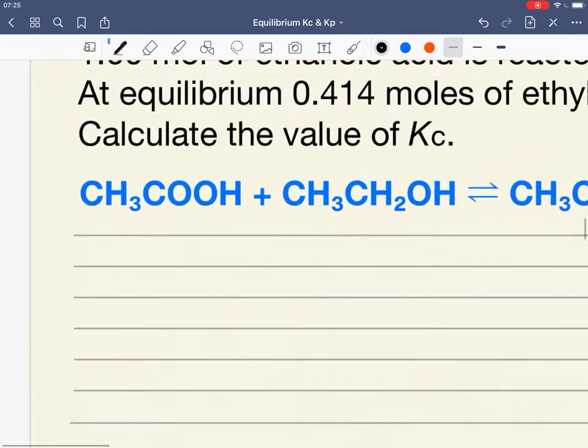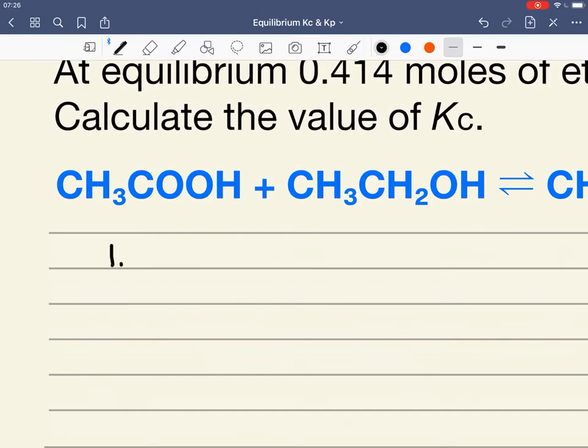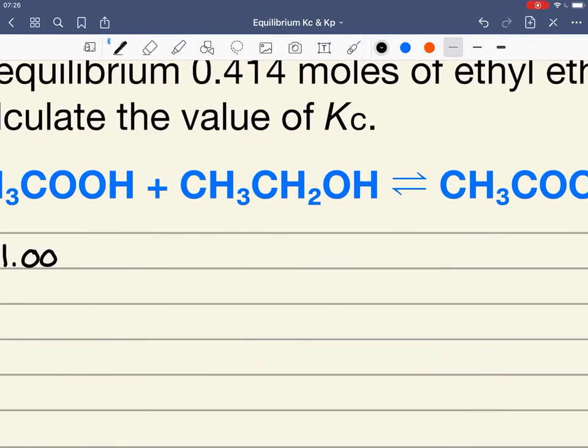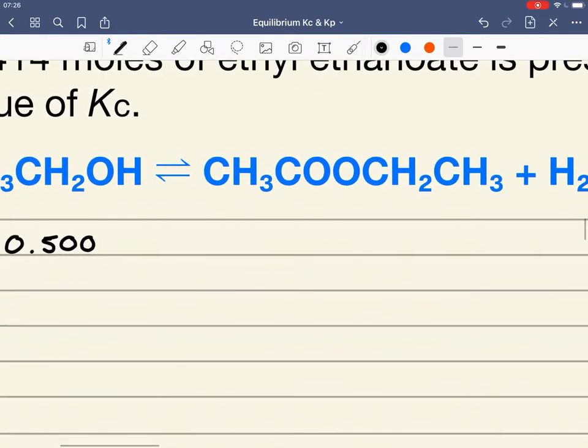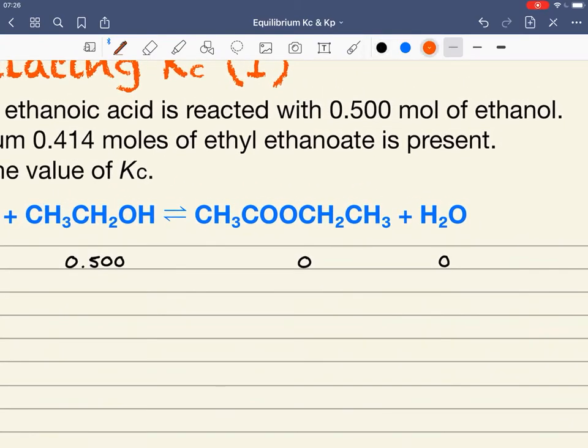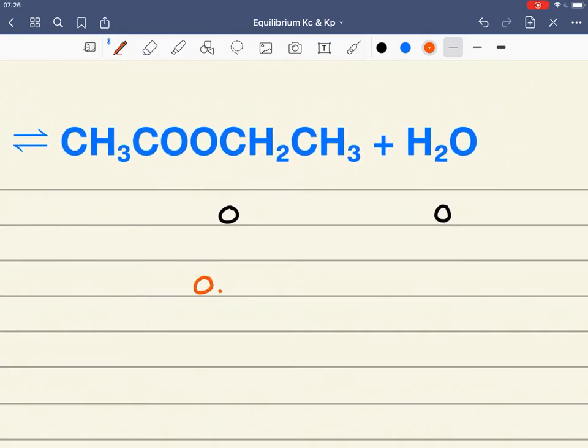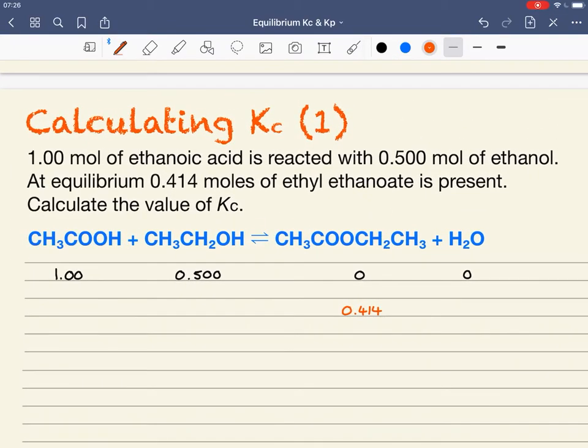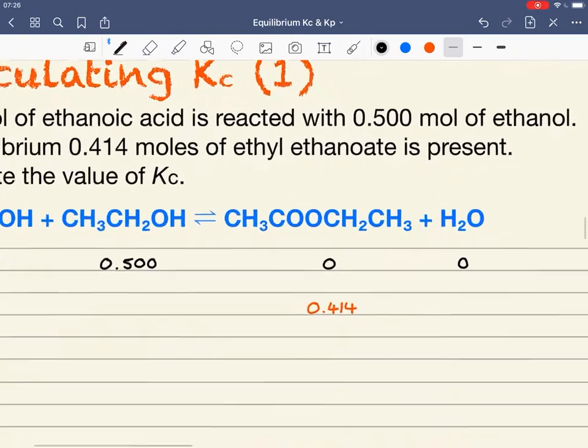We've been told that we've got 1 mole of ethanoic acid, and I've got 0.5 moles of ethanol. And again, I'm assuming that I've got no ester or water at the start. I've been told that I've got 0.414 moles of ethyl ethanoate at equilibrium. So that's the information given in the question, and from that we can work out the moles at equilibrium, and then from then on we can work out the value for Kc.